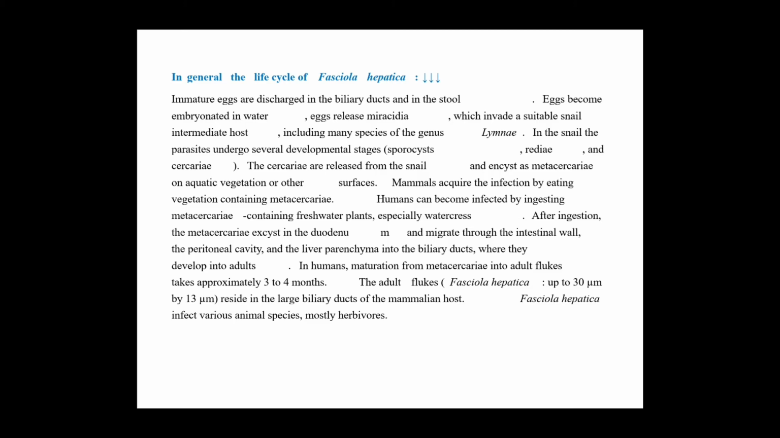In humans, maturation from metacercaria into adult fluke takes approximately 3 to 4 months, and the adult Fasciola hepatica is up to 13 millimeters by 13 millimeters and resides in the large biliary ducts of the mammalian host. Now, Fasciola hepatica infects various animal species, mostly herbivores, such as sheep.